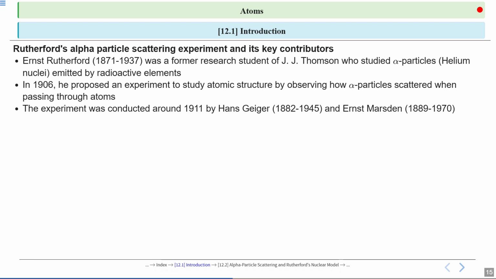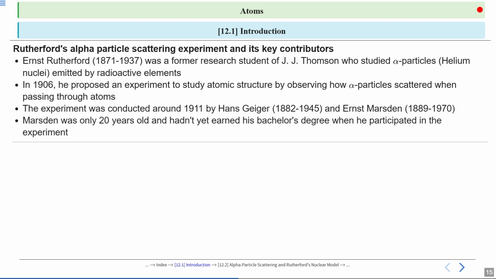The actual experiment was carried out around 1911 by two of Rutherford's colleagues, Hans Geiger and Ernst Marsden. Geiger is known for inventing the Geiger counter, which detects radiation. Marsden was a young scientist at that time.